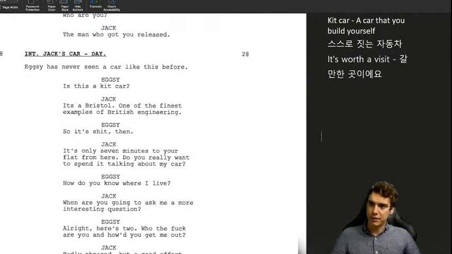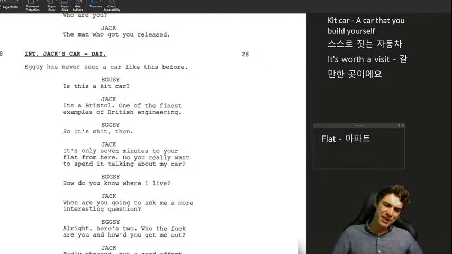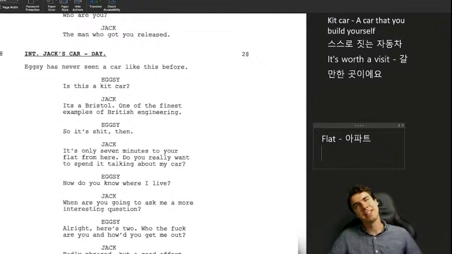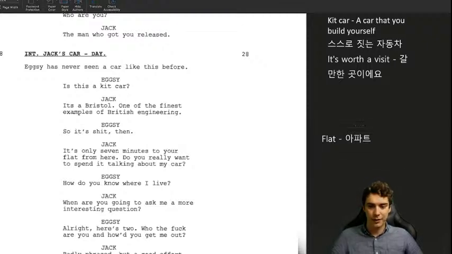Flat. It's a British English word meaning apartment. I think when people say apartment in the UK, it sounds really fancy, like really expensive. So British people say apartment for a very expensive kind of place, but mostly they just say flat.